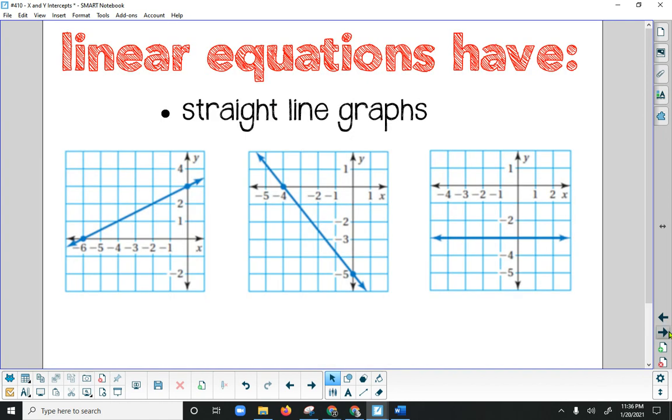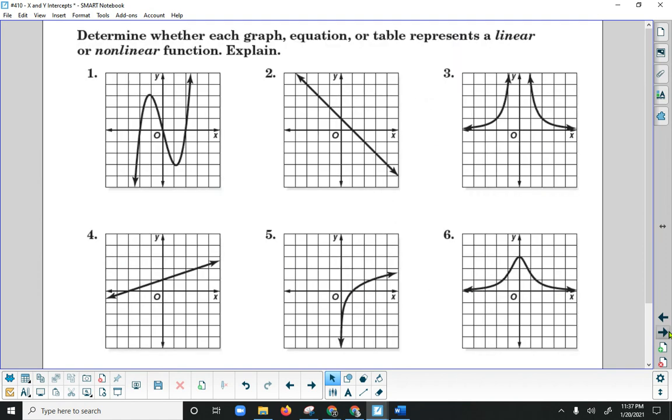Here are some examples of linear equation graphs. Notice that every single graph is a straight line. All of these are linear. So let's take a look at some that are not. If your graph is non-linear, that means it is not a continuously straight line. You'll notice in graph number 1 that it starts to curve or change direction. This is non-linear.